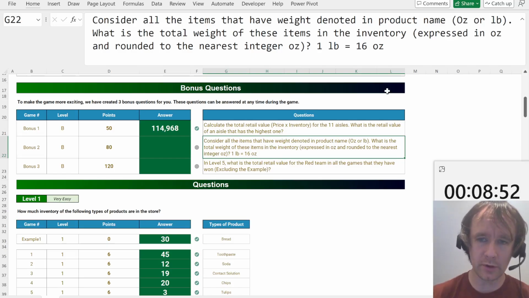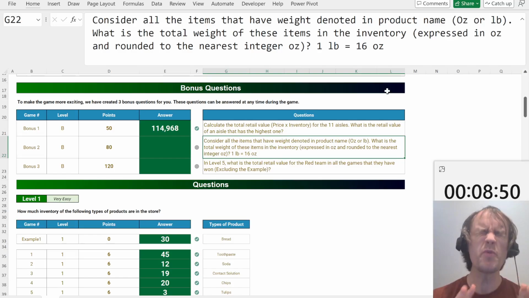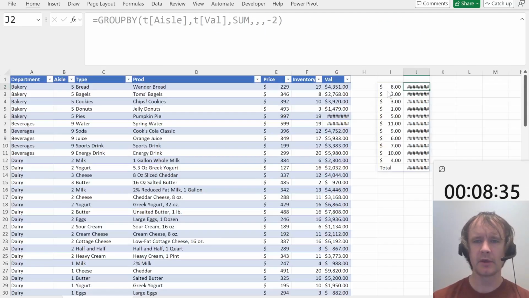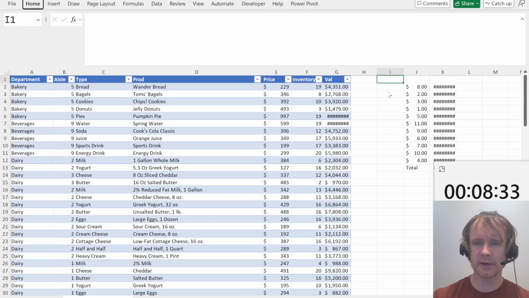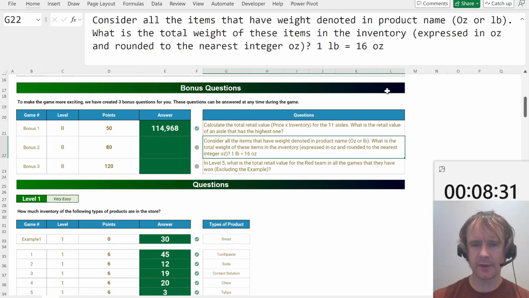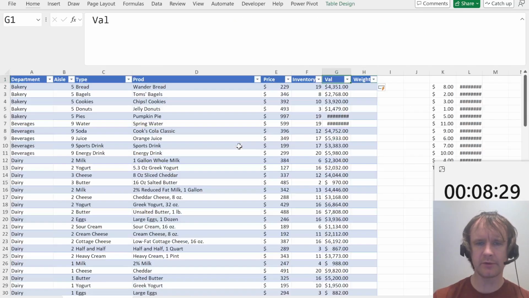Consider all the items that have weight denoted in the product name. I remember making so many mistakes on this the first time around about case sensitivity and about interpretation and lots of things. But anyway, so what is the question? Consider all items that have weight denoted in product name, ounces or pounds. What is the total weight of the items in inventory? Okay, so I'm just going to add a column for weight, and 1 pound equals 16 ounces.